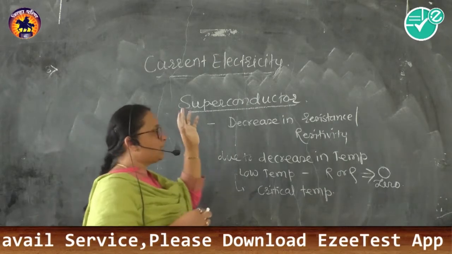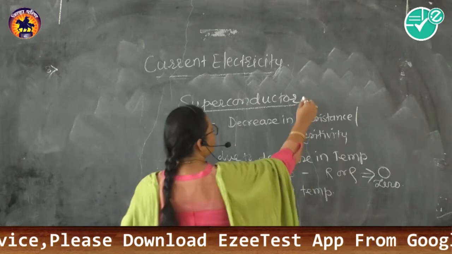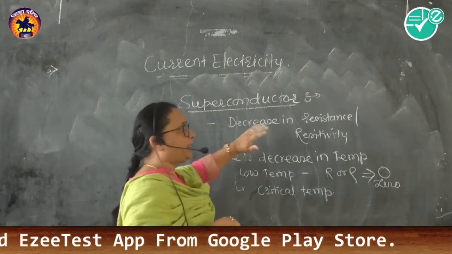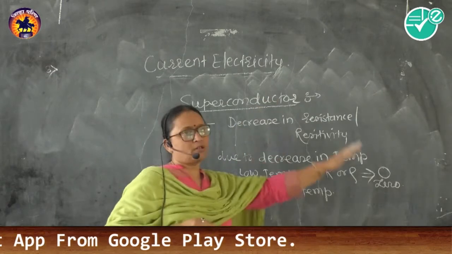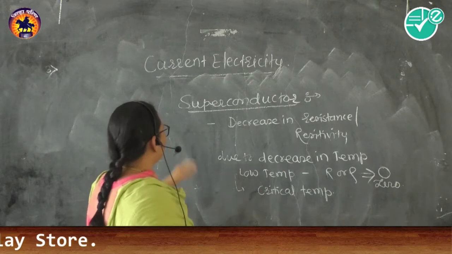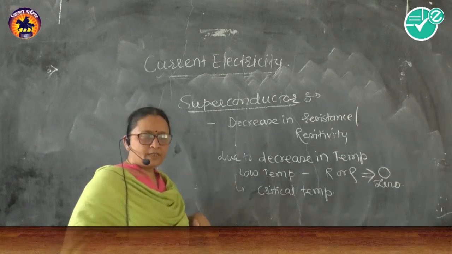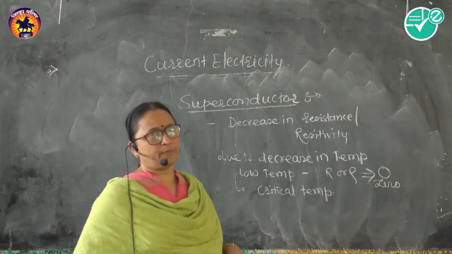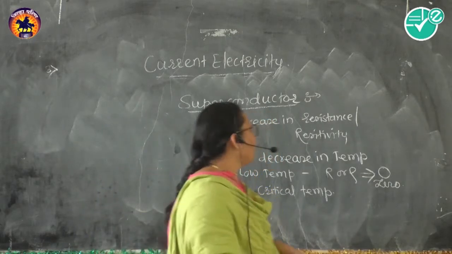So this is a material which is having resistance property which is affected by the temperature. Decreasing temperature causes decrease in resistance or resistivity property. So these are the different materials which are categorized on the basis of resistance and its dependence on temperature.